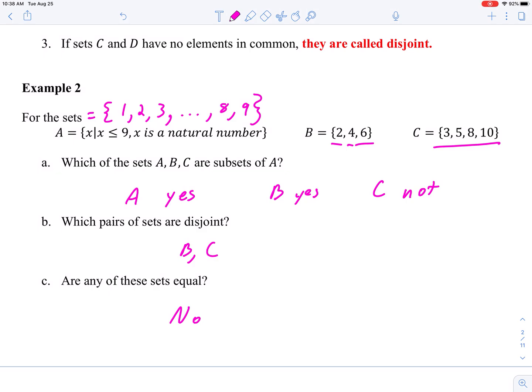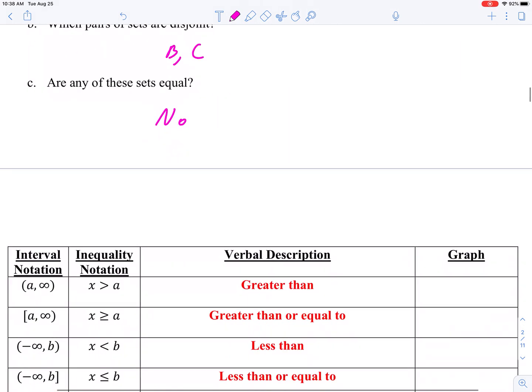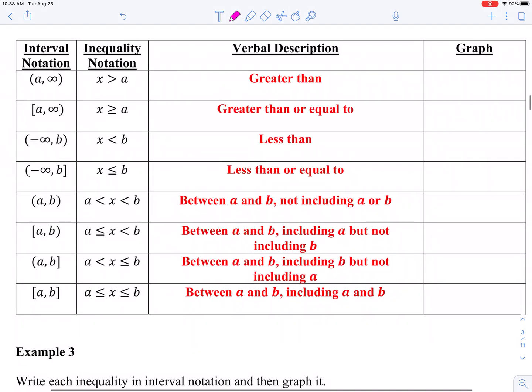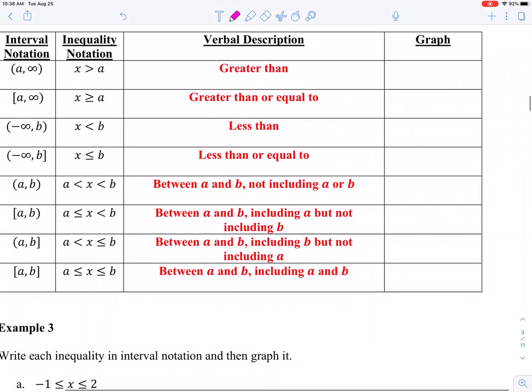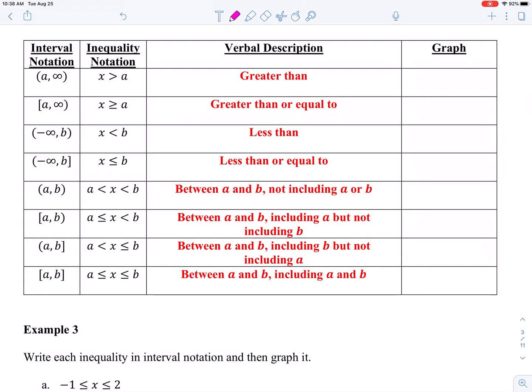Okay? Moving on here. When graphing, you're going to need to know all kinds of good terminology and symbology. So look at this chart. This is a great chart to keep handy. You should learn it, of course, so you know this kind of stuff later on. But right now you have this chart.